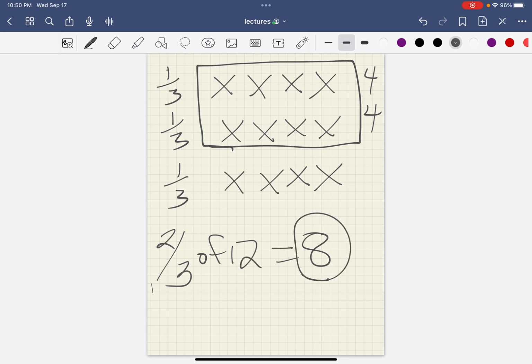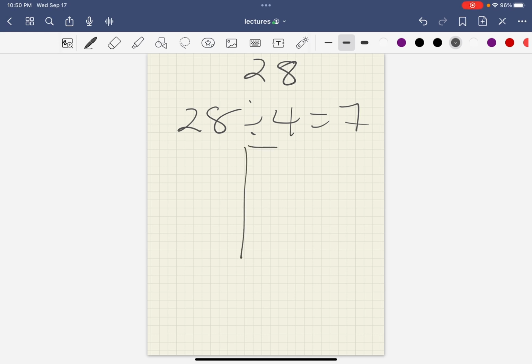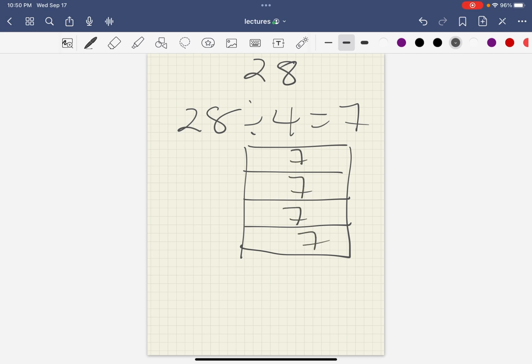Okay, now let's look at the next page. It says Corey has finished 3/4 of the 28 problems. All right, so we have 28 total problems, and they're divided into 4 because it's fourths. It says 3/4. So 28 divided by 4 would mean that there's 7 in each group. So if we break it up into 4 groups, each one of them has 7 in it. I'm not going to put X's in this one. I'm just going to write the number 7. And each one of these is 1/4.